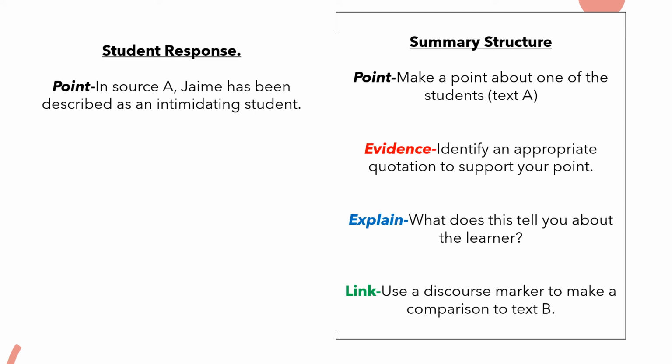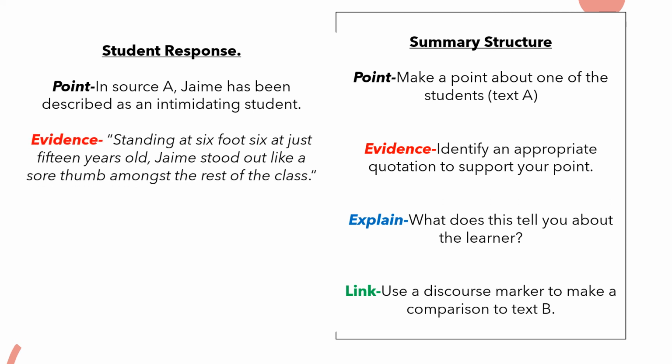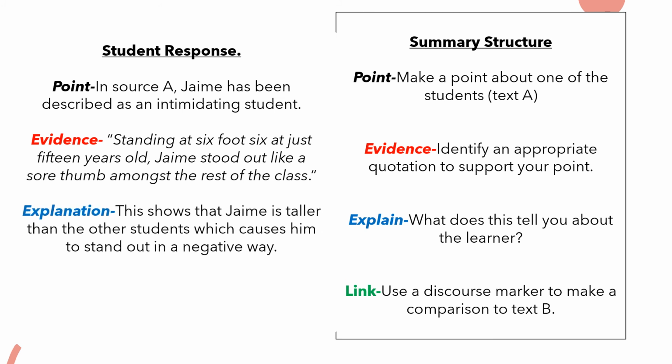In source A, Jamie has been described as an intimidating student. Standing at 6'6" at just 15 years old, Jamie stood out like a sore thumb amongst the rest of the class. This shows that Jamie is taller than the other students, which caused him to stand out in a negative way. In source B, however, Tommy has been described as, so that is where you would need to carry on the response, look back at the examples and see what you could talk about there. So now what we're going to do, we're just going to carry on the video and we're going to have a look for the other side to see how we'd write about Tommy.